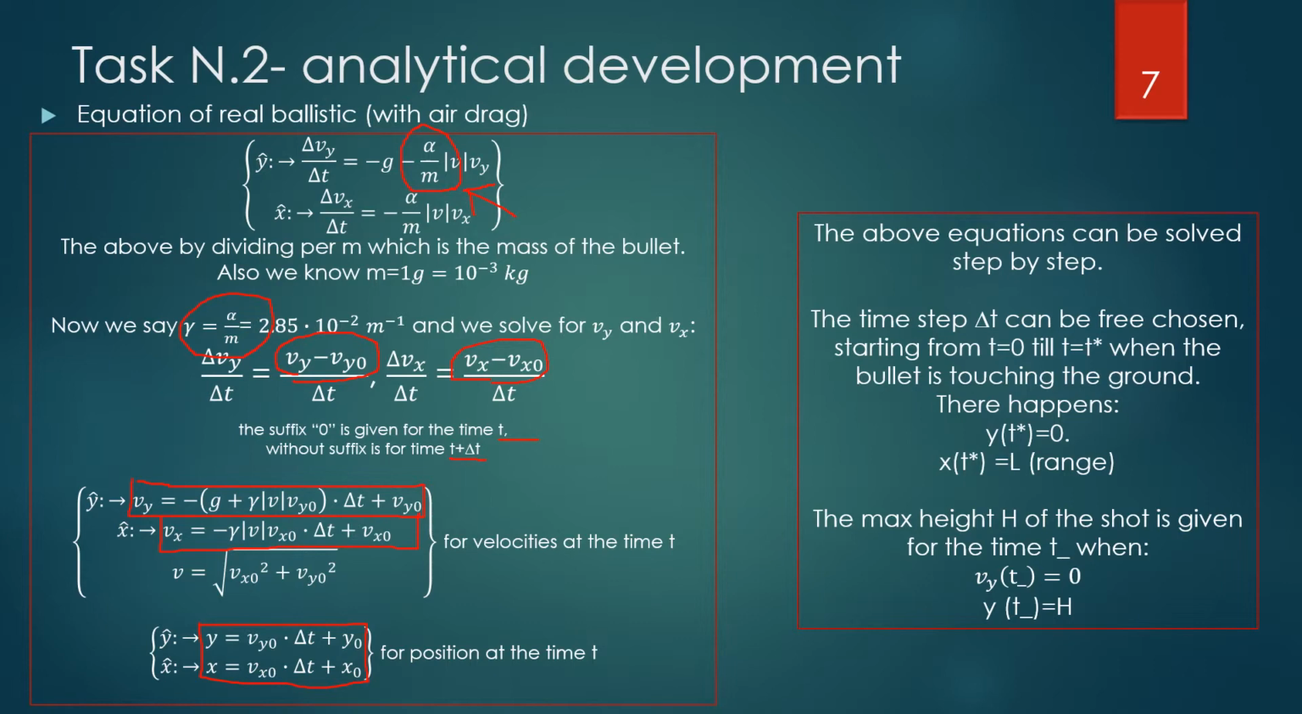The solution of the numerical differential equation is given step by step, starting from t equals 0 up to t equals t star, being t star the time when the bullet is touching the ground. And at this time, the x is giving the range. For the maximum high, the time is given by the condition velocity on y-axis approaching 0.